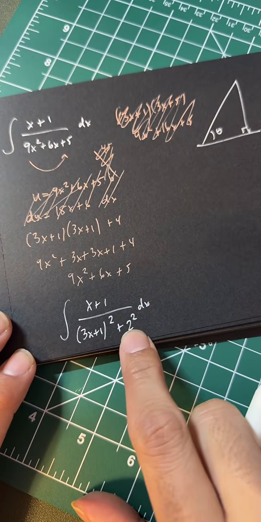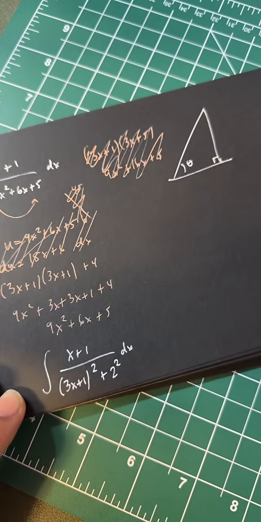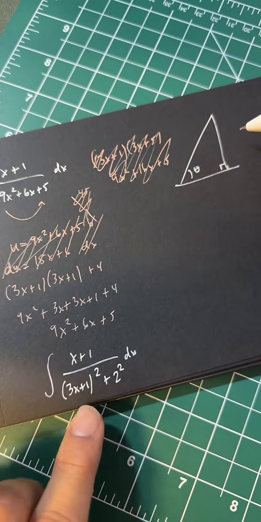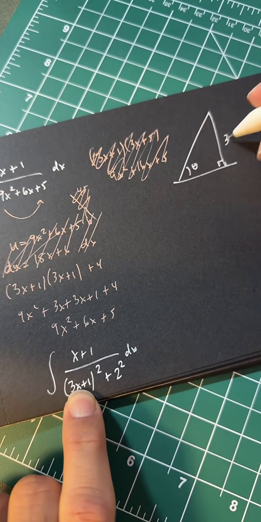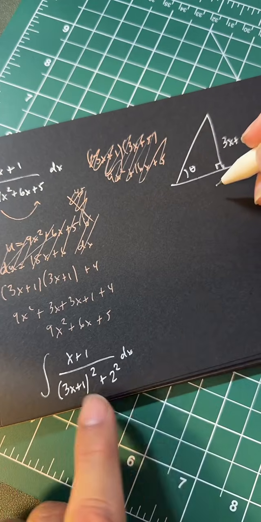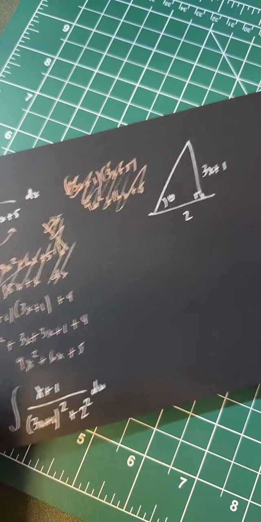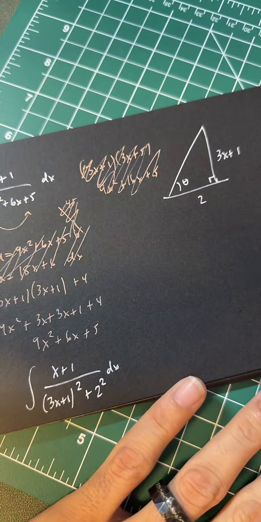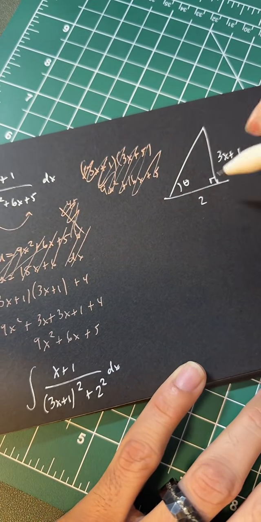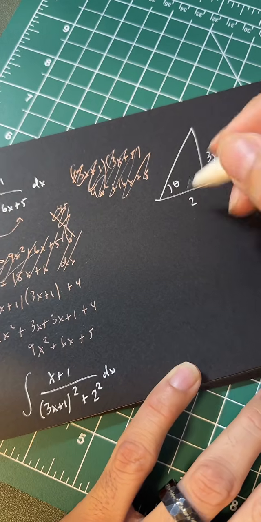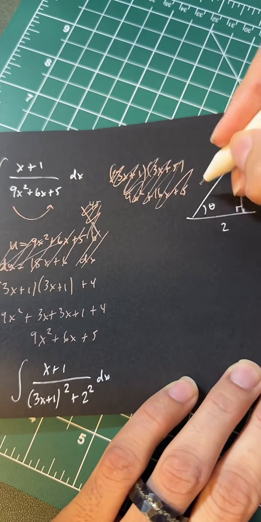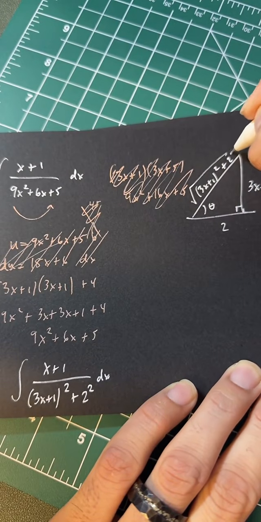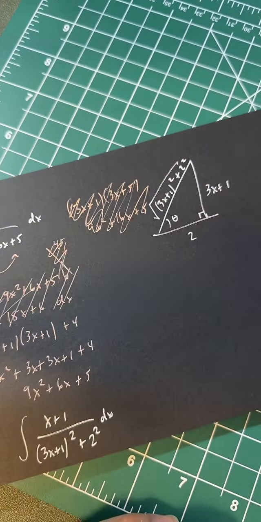Variable squared plus the constant squared. That means we're going to use tangent. And what I mean by that is tangent is opposite over adjacent. So my opposite will be this term, 3x plus 1. My adjacent is going to be 2. I highly suggest you work these out because these are really, really fun once you know exactly how to do it. Okay? If we use the Pythagorean theorem, I hope you trust me that the hypotenuse is equal to the root of 3x plus 1 squared plus 2 squared. I highly recommend that you work that out on your own.